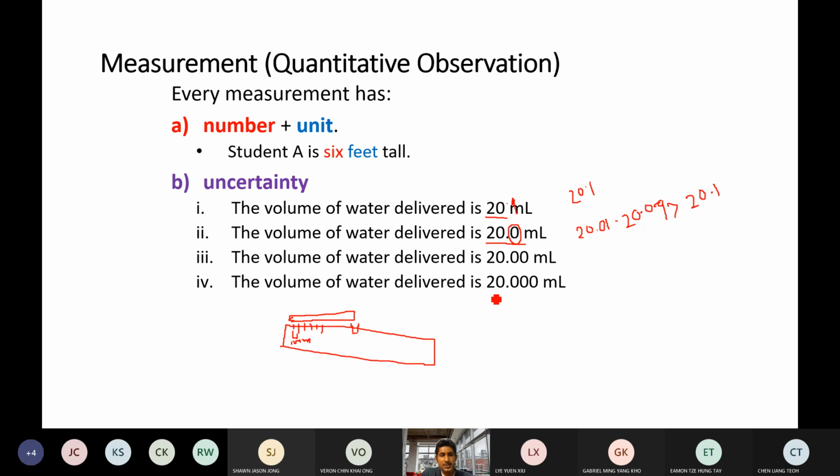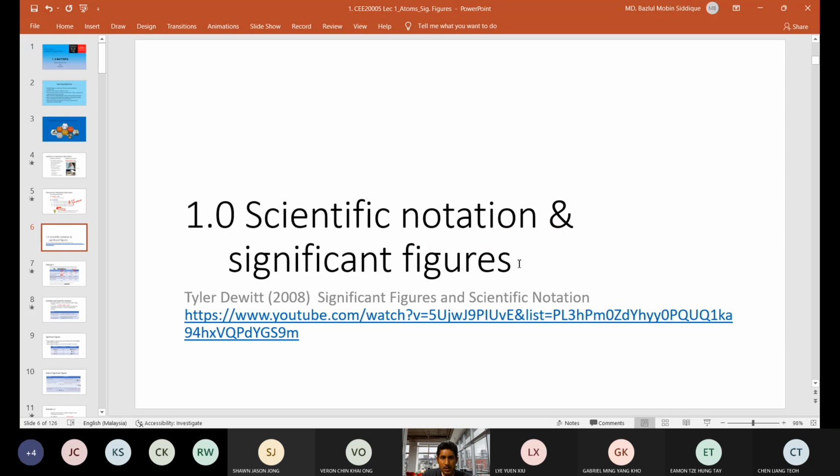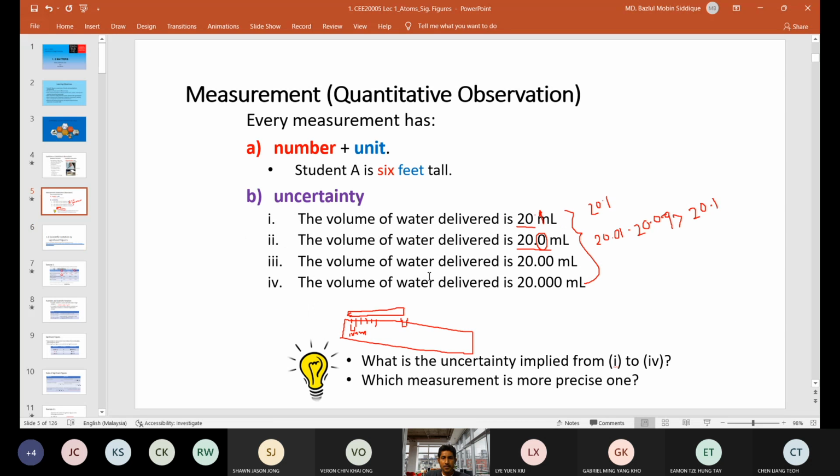The more sophisticated your measurement tool or balance or scale is, the smaller the uncertainty. So now, can anybody tell me which one of these, A, B, 1, 2, 3, 4, will give us a more precise result? Which one will give us a more precise result? Can anybody guess?